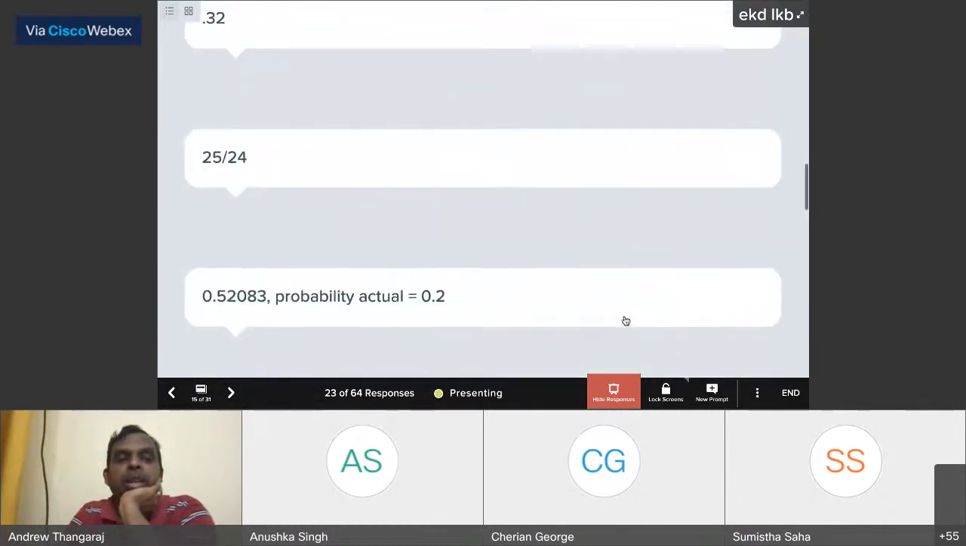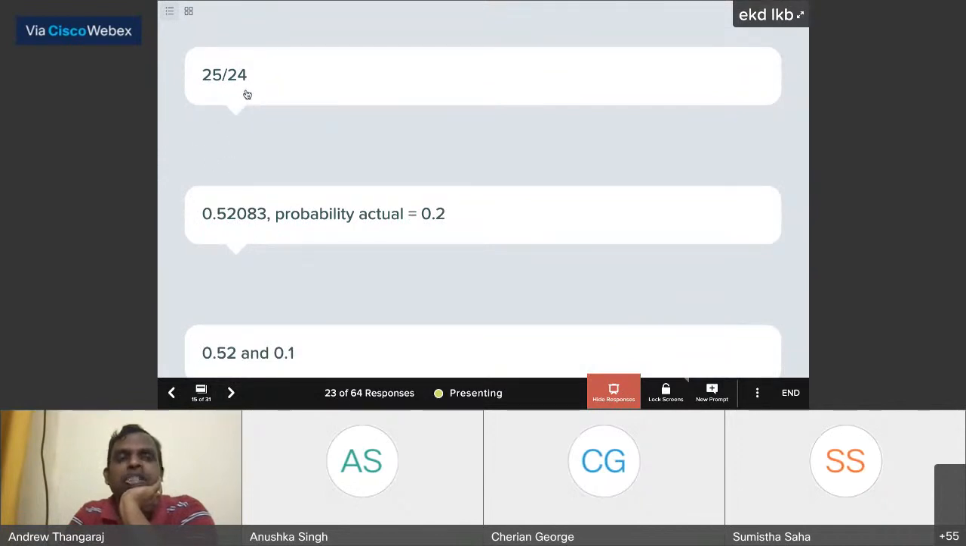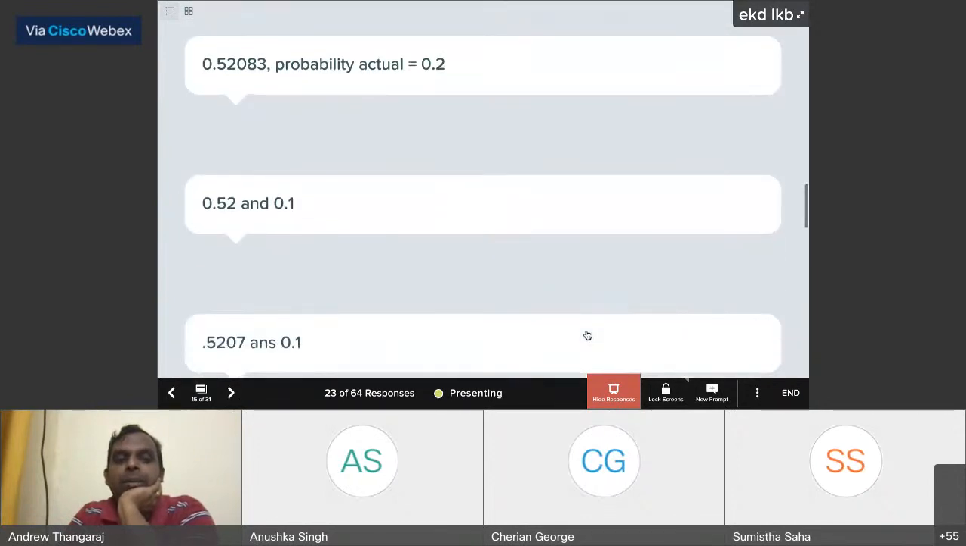52.2. So it looks like it. 25 by 48. Okay, so check that out. If you're getting this, then you have not squared the 8, I think. Be careful about that.